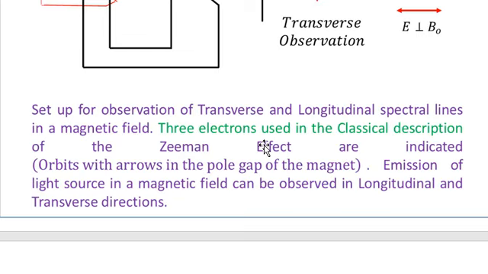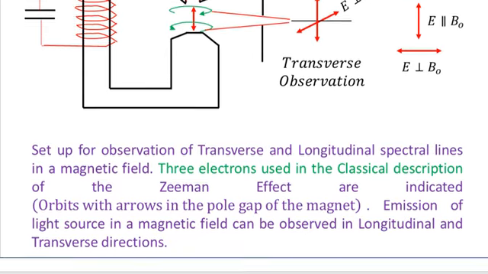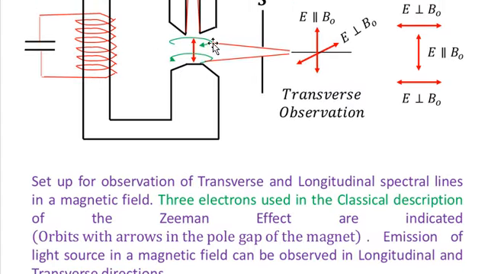Three electrons used in classical description of the Zeeman effect are indicated by orbits with the arrow in the pole cap of the magnet. Emission of light from a source in a magnetic field can be observed in longitudinal and transverse directions. And you know that I have shown these two circularly polarized green arrows with opposite senses, and one red arrow indicating linearly polarized light.